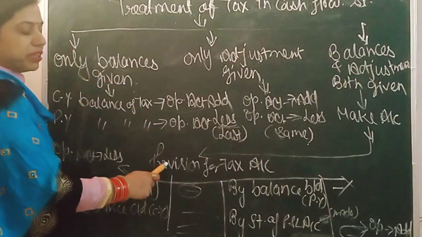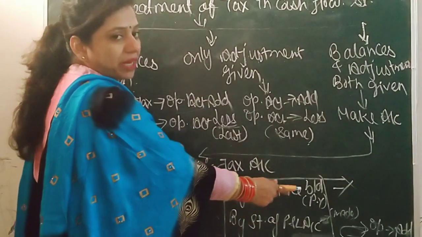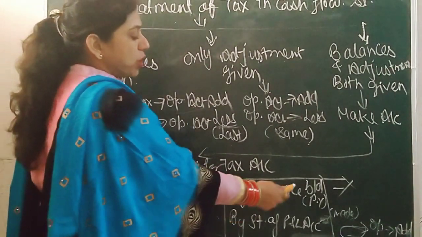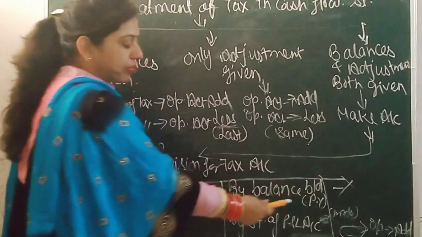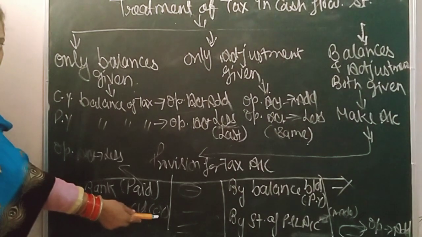As we all know, provision is given on the liability side, so its opening balance should be started from the credit side. By balance brought down, it is of the previous year. And here we will write to balance carried down, it is of the current year.